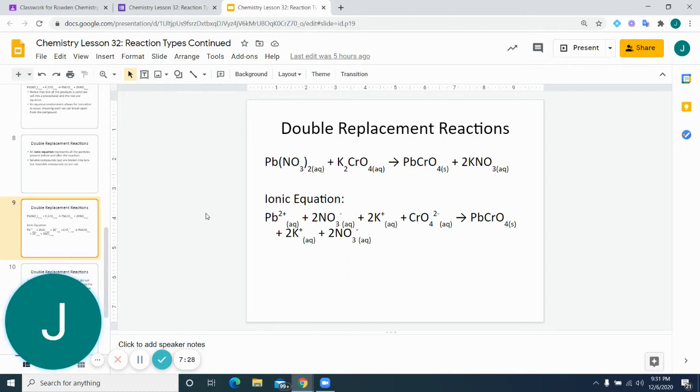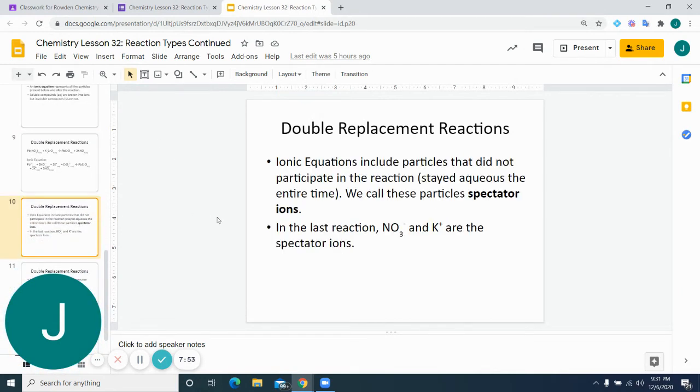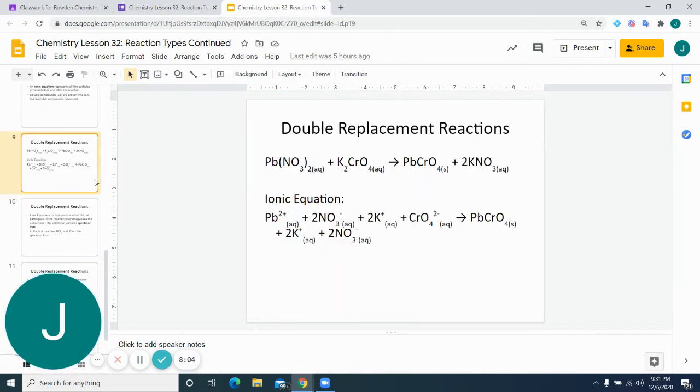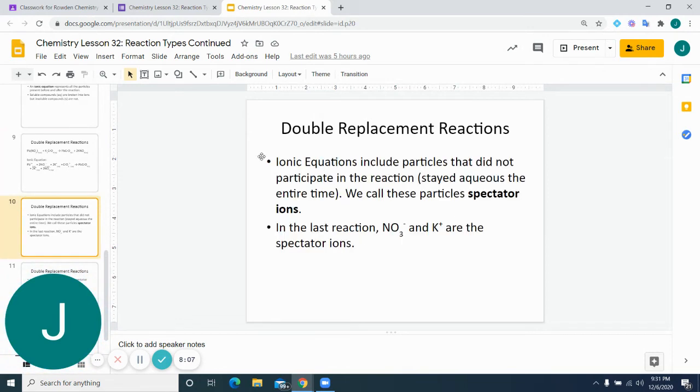So look at what lead does. It starts off as aqueous. It becomes part of the precipitate. Also CrO4, aqueous, becomes part of the precipitate. However, you'll notice that NO3 is aqueous to begin with, aqueous at the end. K, aqueous to begin with, aqueous at the end. In this state, they don't do anything. Because they don't do anything, we call them spectator ions. The particles that did not participate in the reaction, that stay aqueous the whole time, are called spectator ions. And the last ones, NO3 and K, are the spectator ions.